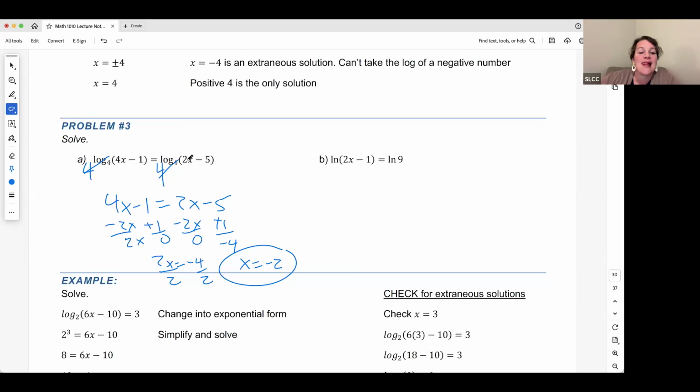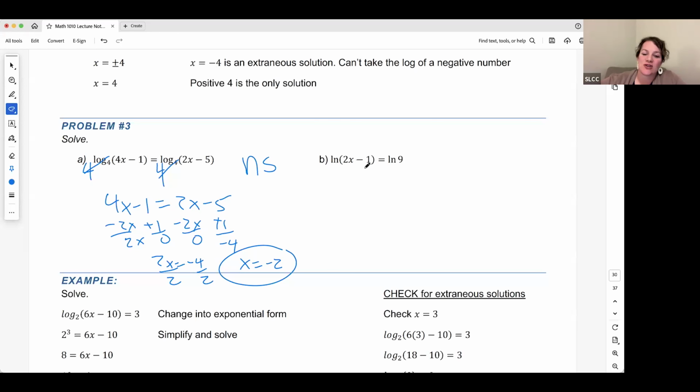Let's look at the right side. If I plug in negative 2 times 2, this would be negative 4 minus 5. That's a negative. Uh-oh, I can't do that. If I plug in negative 2 and it makes it positive, you can take the log of a positive. You're fine. Just make sure that you check. If I plug in a negative 2 in the original equation, then I will get an extraneous solution. So what do I know for problem number 4? There is no solution.